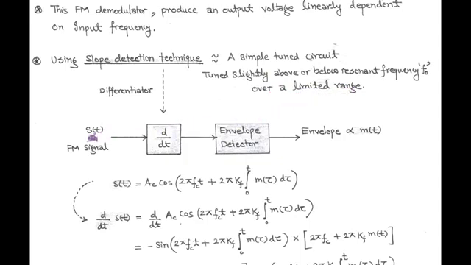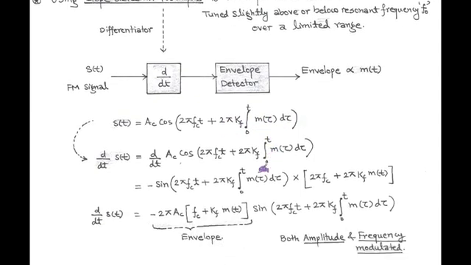Input of the differentiator is FM wave, denoted by equation s(t) equals Ac cos(2π fc t + 2π kf ∫ m(τ) dτ). After passing through differentiator, we get d/dt of s(t), which is simply the differentiation of FM wave. So, d/dt of s(t) equals minus sin(2π fc t + 2π kf ∫ m(τ) dτ) into (2π fc + 2π kf m(t)). This is simply a differentiation of FM wave.